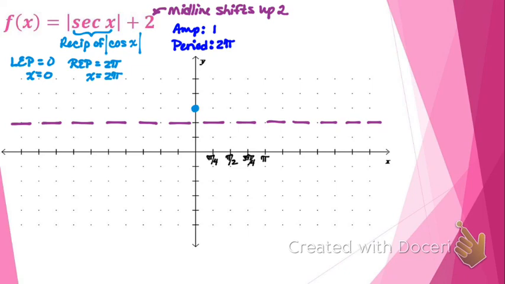Are we required to label? I need to see enough labels that I know what you're counting by. Like if you labeled it this far, I can see that you're counting by pi over 4s. We're good.